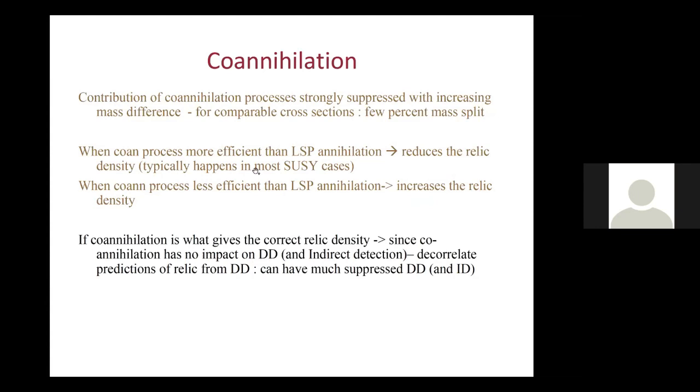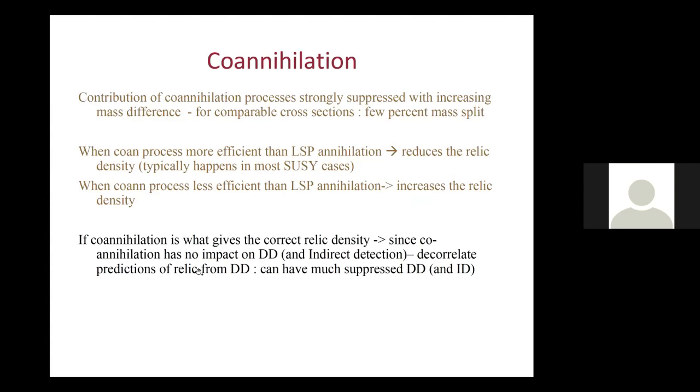Typically, if you have a comparable cross-section for the LSP annihilation, you need a few percent mass splitting to have a contribution from co-annihilation processes. It can be even a bit larger than this if the co-annihilation process is much more efficient than the LSP annihilation process. So typically it will lead to a reduction of the relic density, and that's what we see mostly in the case of neutralino supersymmetry. But in principle, it's also possible that the co-annihilation process is less efficient, and when you take the sum and average, you end up increasing the relic density.